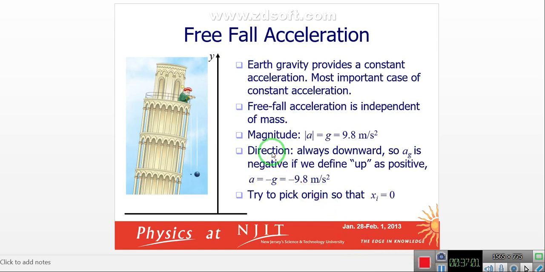So coming to the free fall acceleration. You guys know the free fall acceleration is equal to 9.8 meters per second square. Earth's gravity provides a constant acceleration of 9.8 meters per second square, which is always constant. In free fall, the acceleration is independent of mass. This is more important: keep in mind that a free-falling object does not care how much its mass is. It doesn't matter in free fall acceleration.